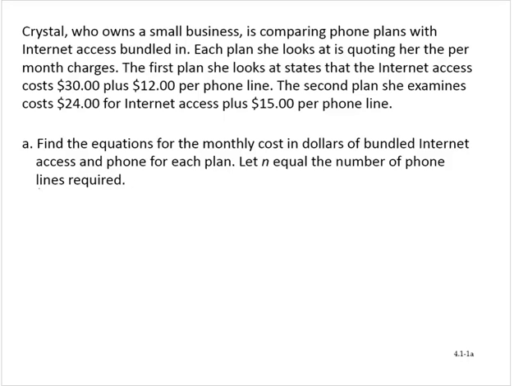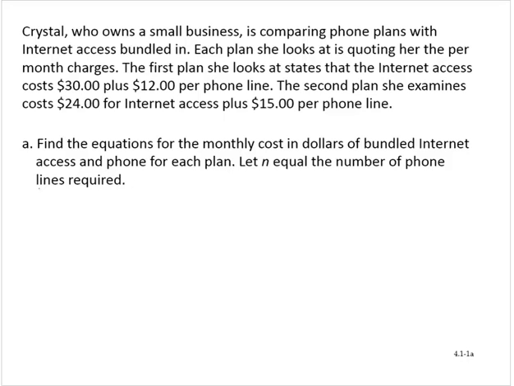Crystal, who owns a small business, is comparing phone plans with internet access bundled in. Each plan she looks at is quoting her the per-month charges. The first plan states that the internet access costs $30 plus $12 per phone line. The second plan costs $24 for internet access plus $15 per phone line. Find the equations for the monthly cost in dollars of bundled internet access and phone for each plan.